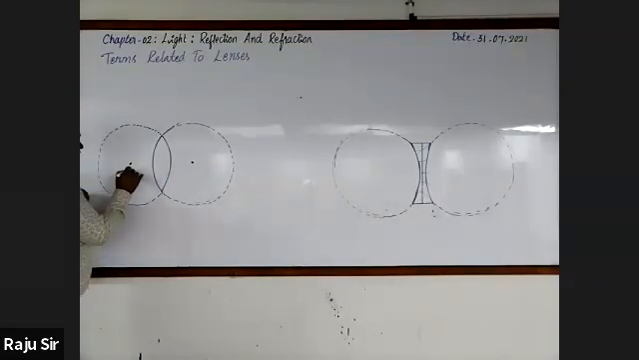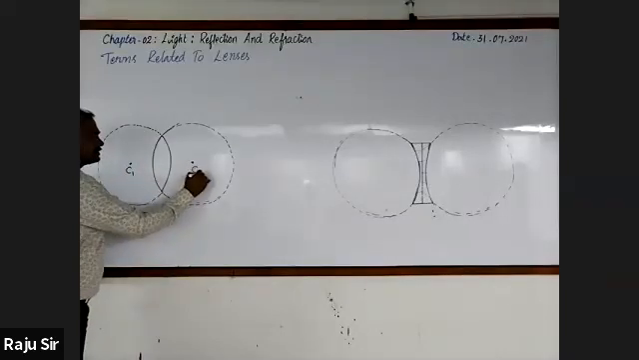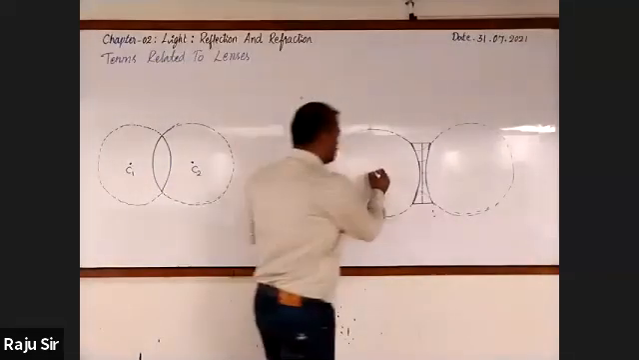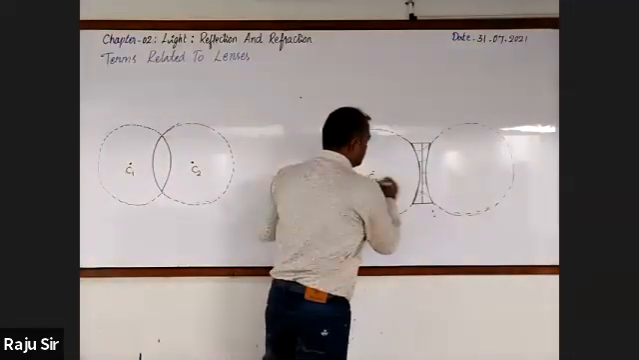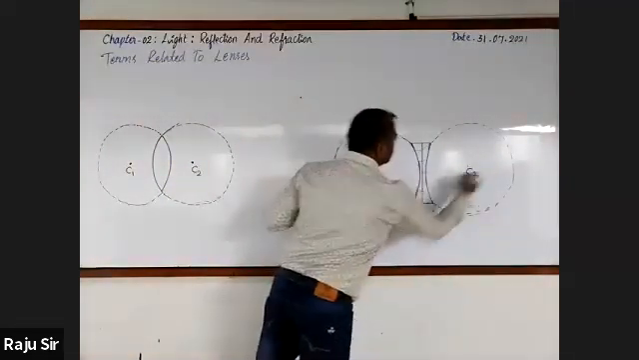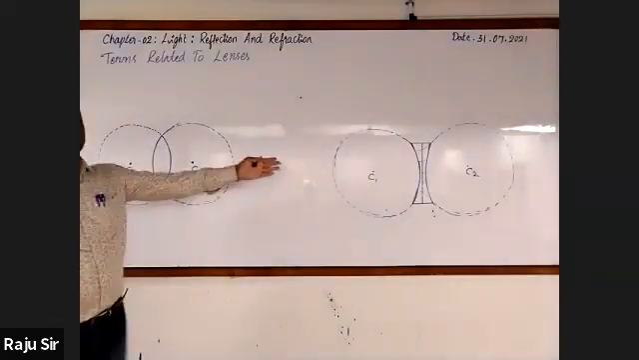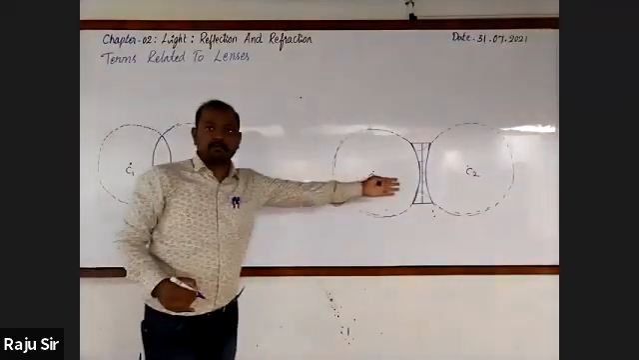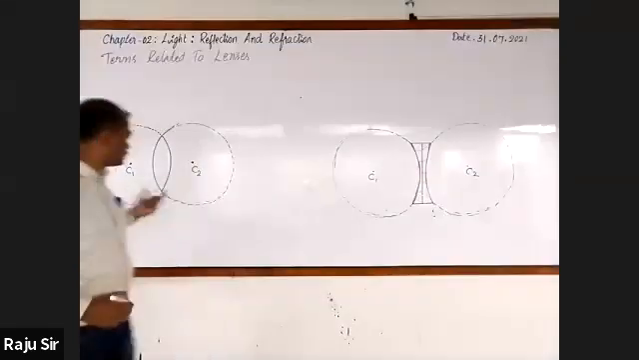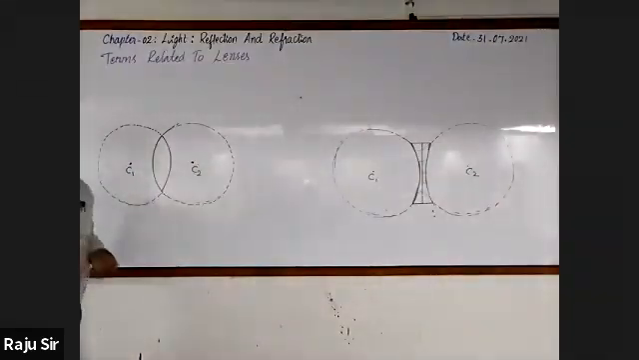And we will name these centers as C1 and C2. Here also, this is C1 and this is C2. They are the centers of curvature of the concave lens. These two are the centers of curvature of the convex lens.